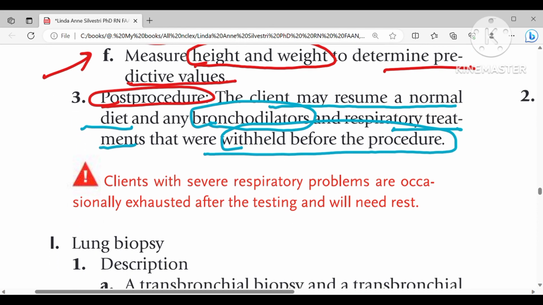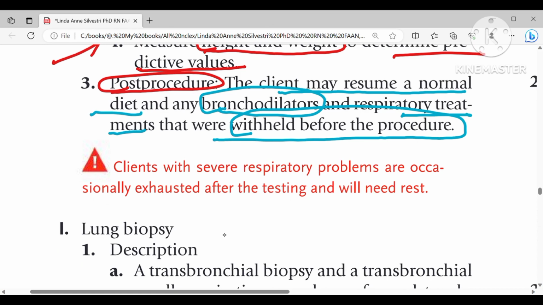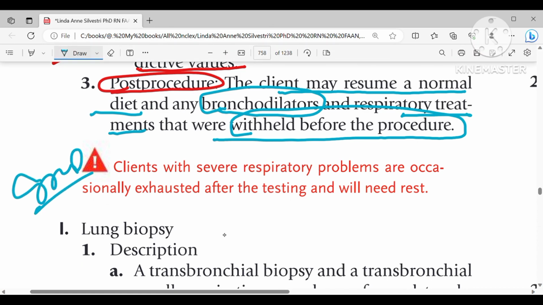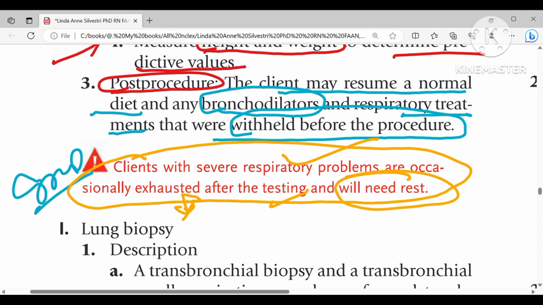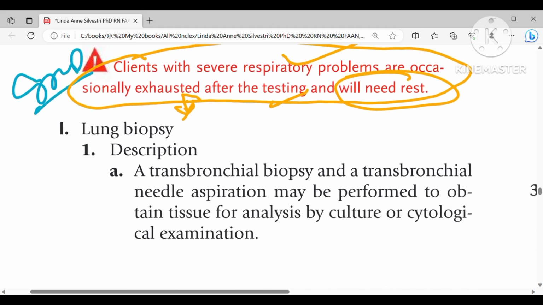Now, this is a very important point. Clients with severe respiratory problems are occasionally exhausted after the testing and will need rest. So after a respiratory test like PFT, the client will be exhausted after the test and should take a rest. So this also we need to teach the client.